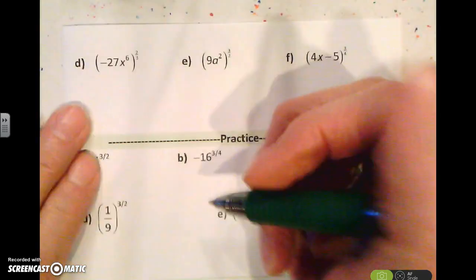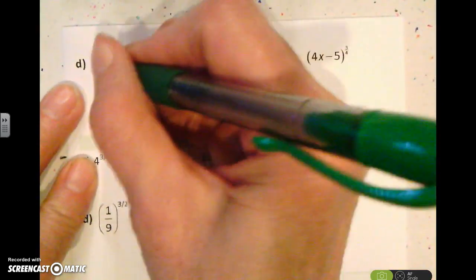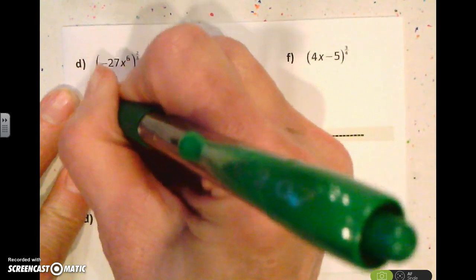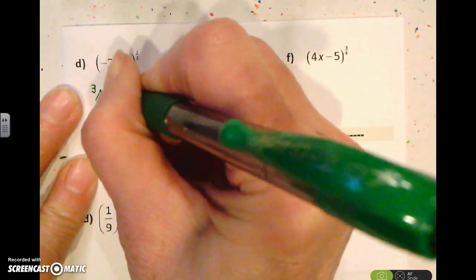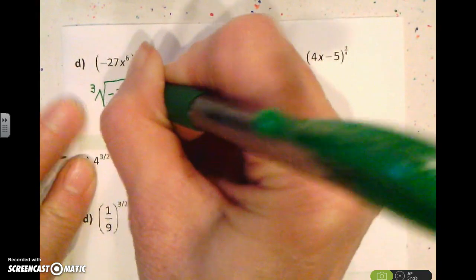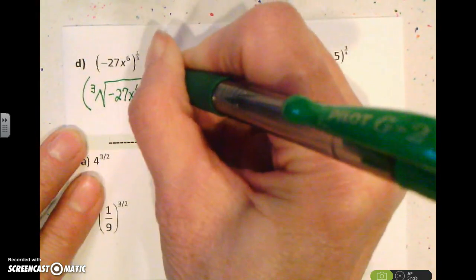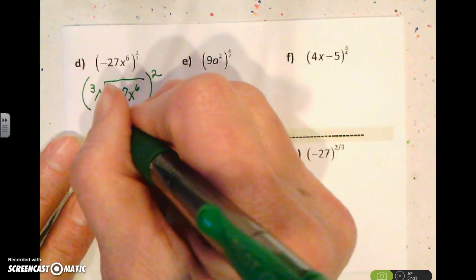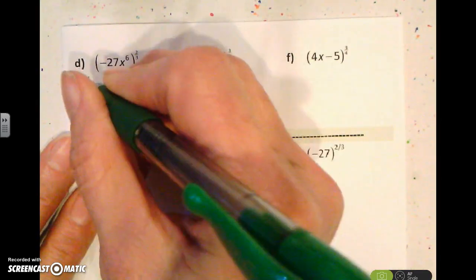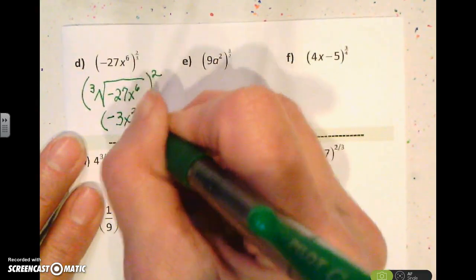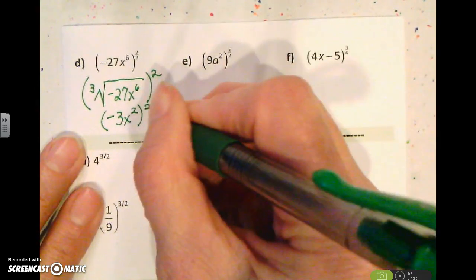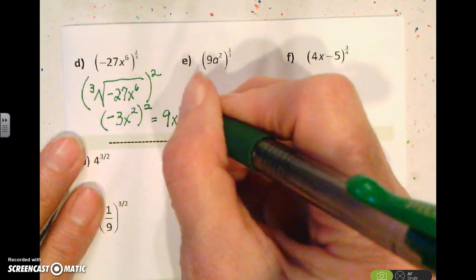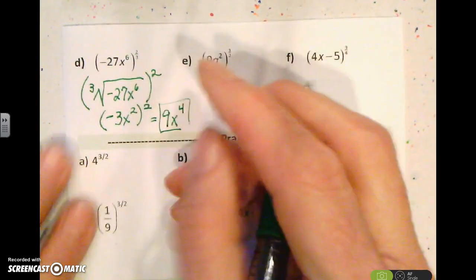So here I have negative 27x to the 6 to the 2/3 power. So that's going to be the cube root of negative 27x to the 6. I'm going to take my answer and square it. So the cube root of negative 27, that's a -3. The cube root of x to the 6, x squared. And then I want to square that. And that's going to give me a positive 9. Power to power, I'm going to multiply and get x to the 4th.